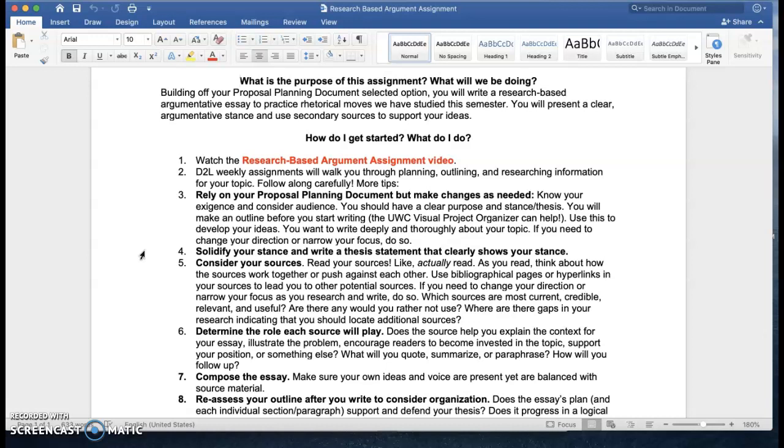You're also going to want to make sure you make an outline before you start writing. This is also covered as a weekly assignment where you can use the UWC's visual project organizer or develop an outline on your own. This is really important to make sure you know where you're going with your ideas so that you can write deeply and thoroughly. And you can change or narrow your focus as you need to.